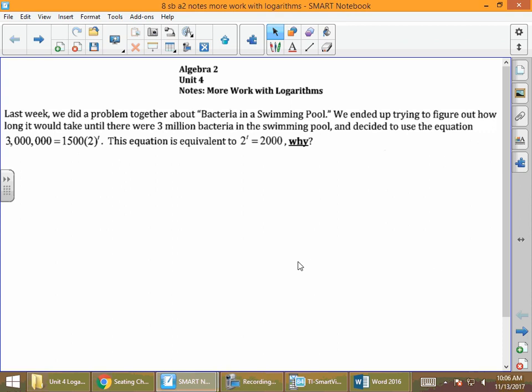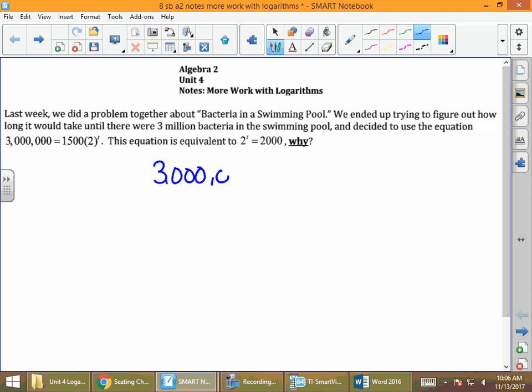So last week, we did a problem with the bacteria in the swimming pool. And if you remember, I kept making the joke about if you're a swimmer, that's what chlorine is for. And ultimately, what we ended up doing is trying to figure out how long it would take until there were 3 million bacteria in the swimming pool. And we decided to use this equation of 3 million equals 1,500 times 2 to the t.